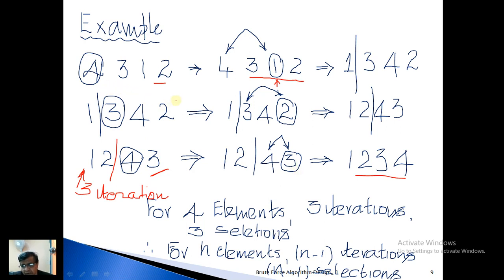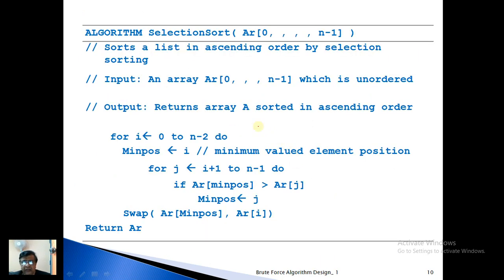Therefore for 4 elements, 3 passes. That is the thing that you should remember. It is written over here: for 4 elements, 3 iterations and 3 selections; for n elements, n-1 iterations and n-1 selections. Here is a selection, here is a selection, here is also a selection. Therefore the name befits the way in which the algorithm works, hence the name. So we will write the algorithm. We have understood how this algorithm works.